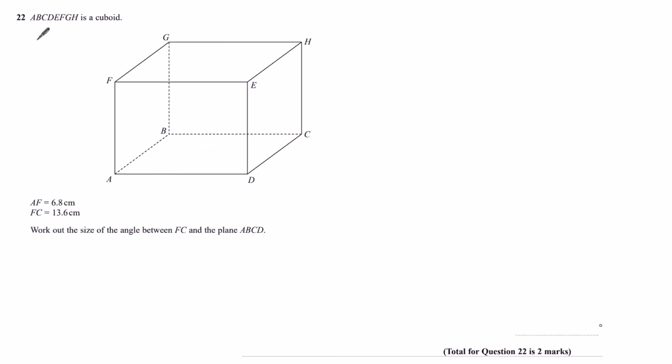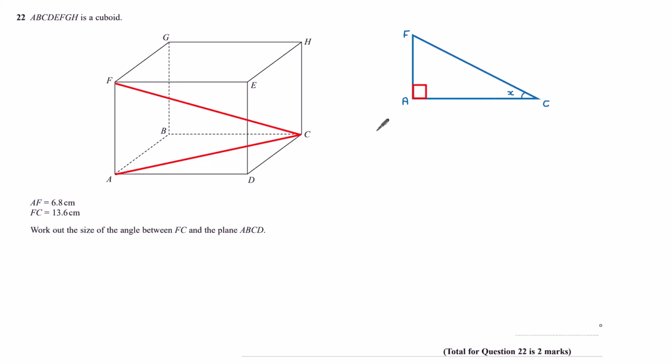Question 22. A, B, C, D, E, F, G, H is a cuboid. A to F is 6.8 centimeters, and F to C, which is the diagonal through this cuboid, is 13.6 centimeters. I want to find the size of the angle between FC and the plane ABCD. And so let's draw a triangle FAC. And so FAC, the angle I want is this angle here I'm calling X. That is the angle between the diagonal FC and the plane ABCD.